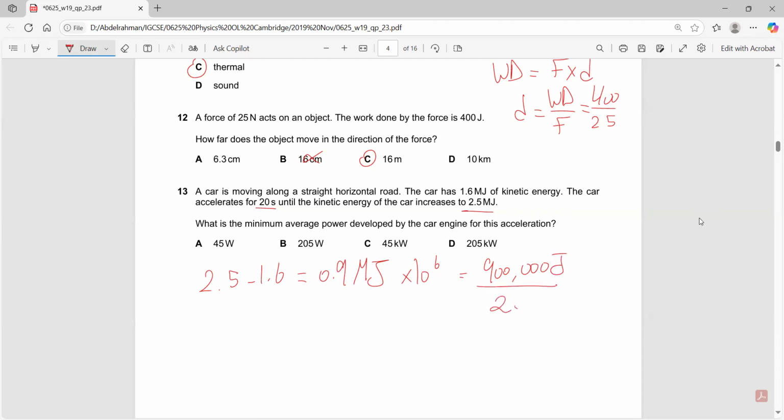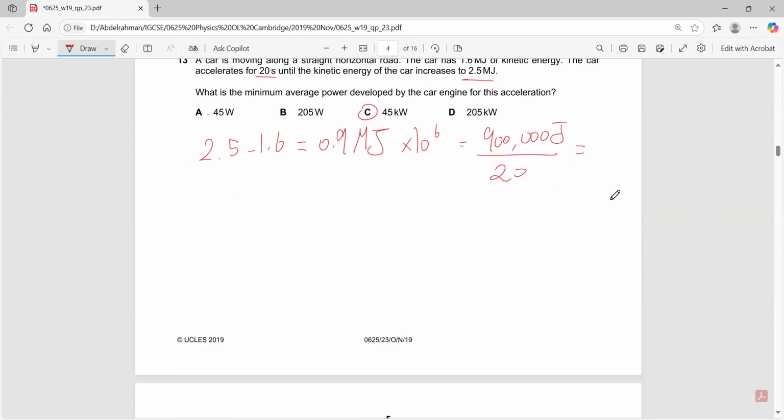Divided by 20 to find the power. What's 900,000 divided by 20? This is 45,000 joules per second, or you can say 45 kilowatts. Instead of saying 45,000 watts, you can just write down 45 kilowatts.